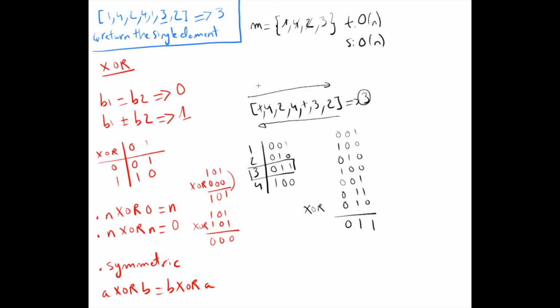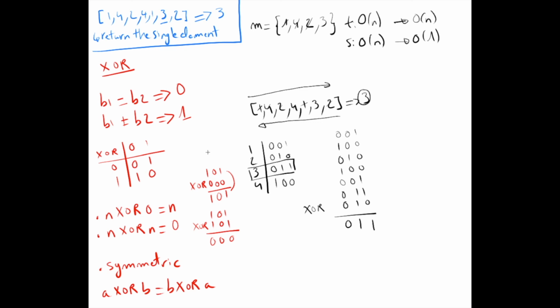So what about complexities? Regarding time complexity, we still have to iterate over the whole array, so the time complexity will still be O of n. And regarding the space complexity, we do not have to store any extra data structure. We just use a temporary integer, which is the temporary result of applying the XOR operator on every single digit. So the space complexity is constant, so it's O of 1.